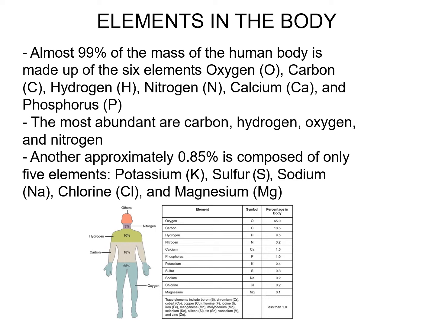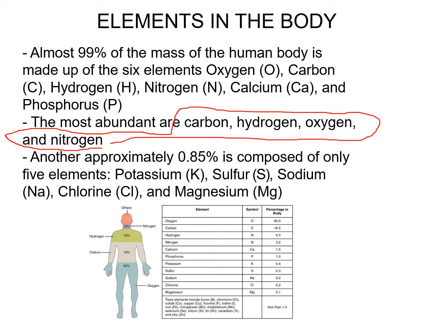However, the majority of your body can be summed up in 4 to 6 elements. So you can see that 99% of the mass of your body is made up of these 6 elements. What I really want to point out is the top 4. And these first 4, carbon, hydrogen, oxygen, and nitrogen, and you can see what they're abbreviated or symbolized with in the periodic table. O stands for oxygen, C's carbon, H hydrogen, and N nitrogen.